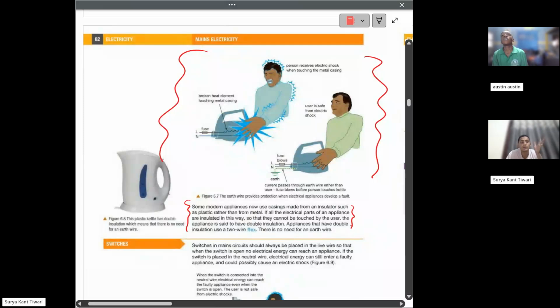Got it? Yes. If the device is metallic, then you need an earth wire. But if it is not metallic, if it has one more layer outside it of plastic to prevent shock, then you don't need an earth wire.